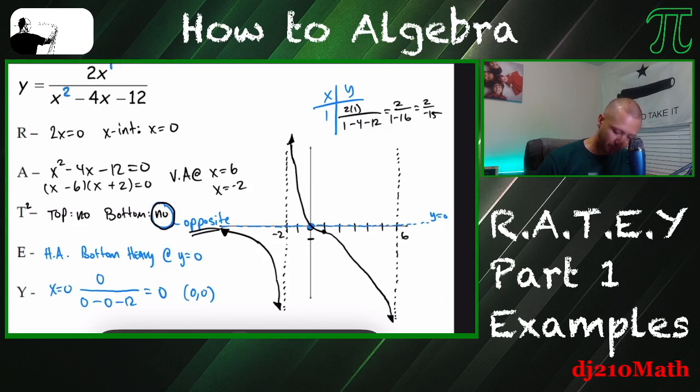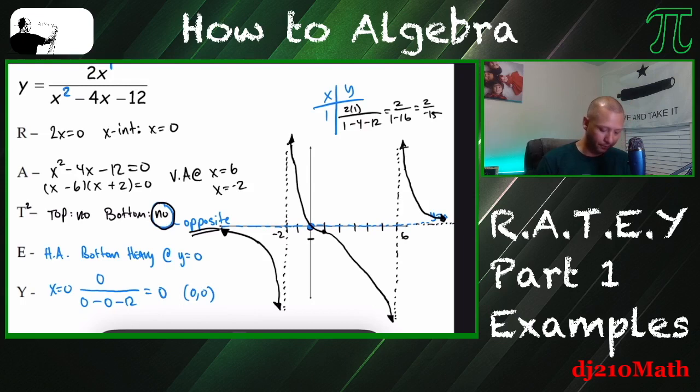So there's only one place it can be. It would have to start up here and then come down. So this one already looks crazy. It looks crazy, but that's what it is.